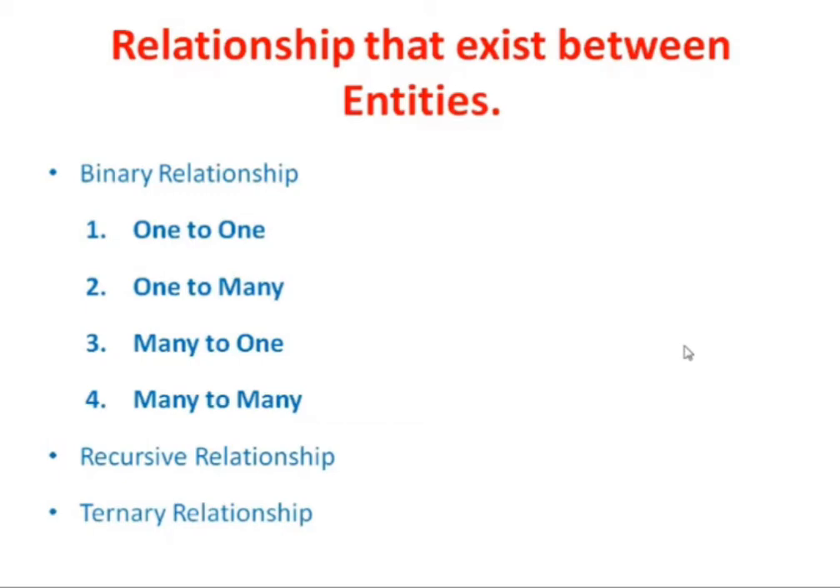For example, if an employee is asking information about another employee, one employee is related to another employee, so the entity is the same, employee and employee. Such a relationship is called a recursive relationship. So binary is different. In the previous case, this is the binary.